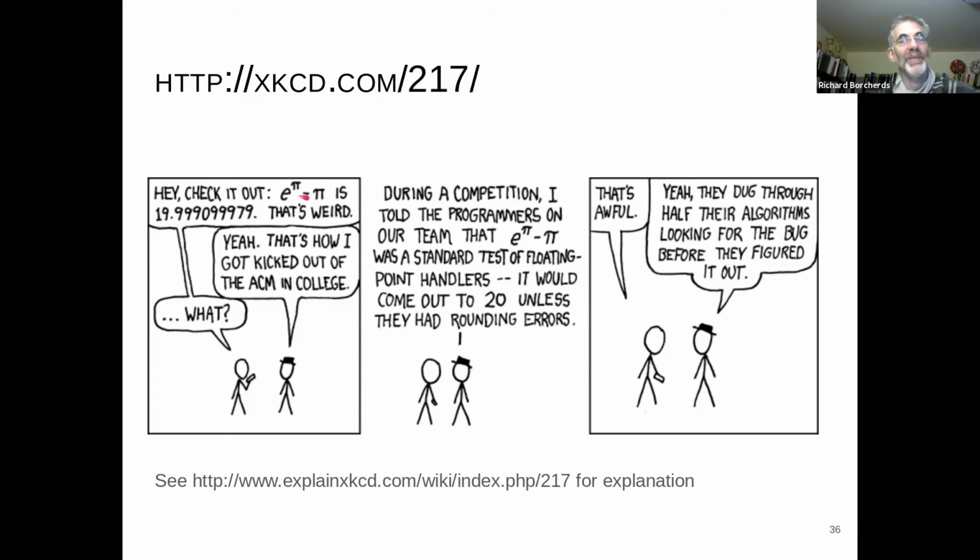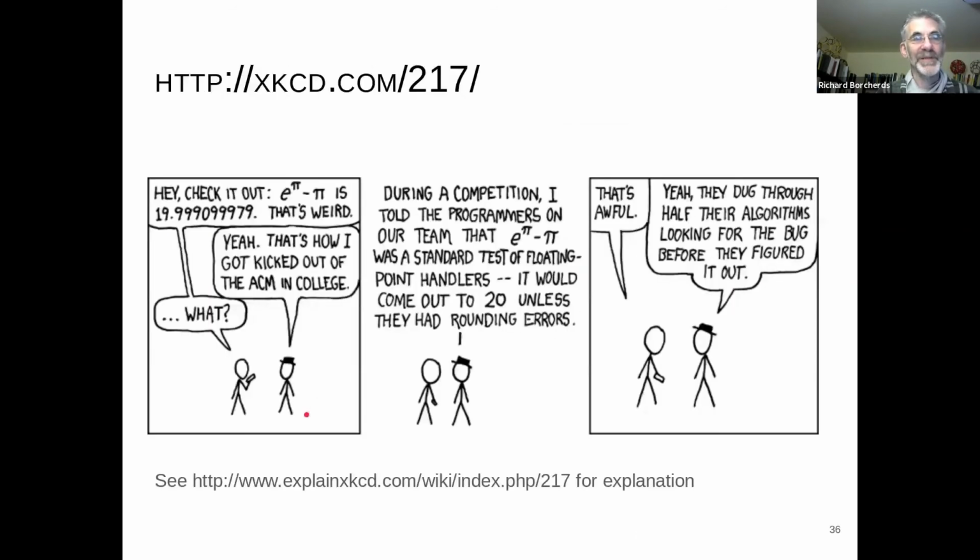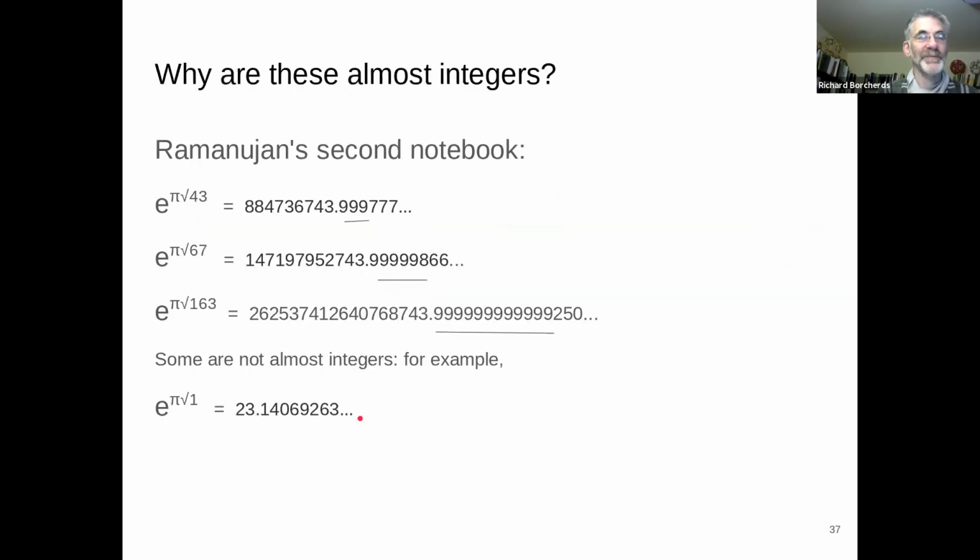If you get a large number of numbers, you can find weird coincidences between them. For example, e to the pi minus pi is very, very close to 20. And as far as we know, there is no significance to this. It's just a meaningless coincidence. John McKay, when he put this out, was told by several people that this was just another meaningless coincidence.